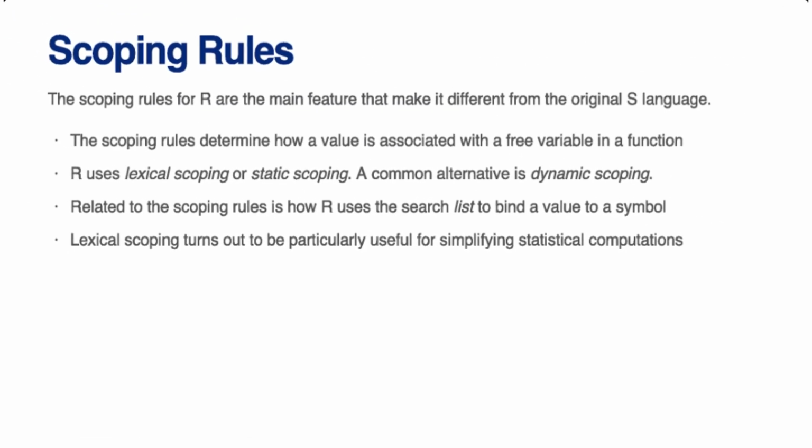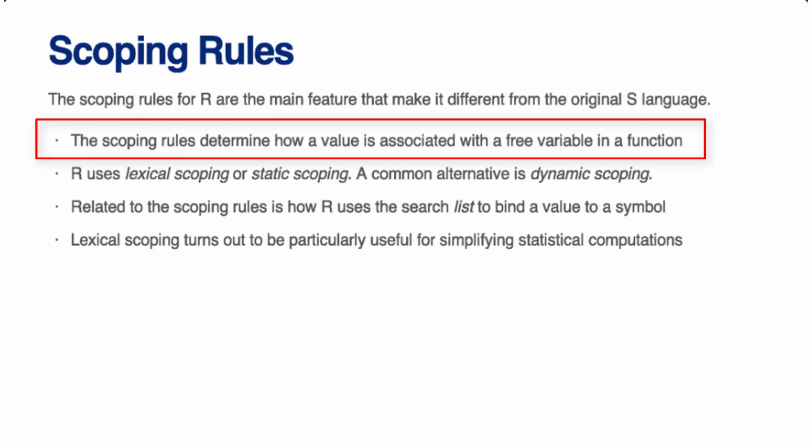This leads us to the scoping rules for R, which I think are the main feature that makes it different from the original S language. Since most of you probably didn't use the original S language, this may be something of a moot point, but the scoping rules are essentially what makes R different from the original S language. So what are the scoping rules? The scoping rules determine how a value is bound to a free variable in a function.